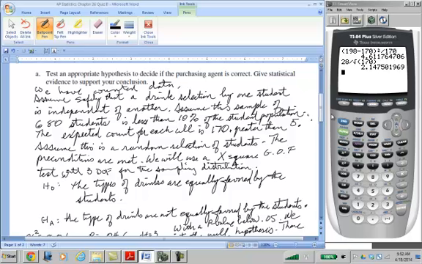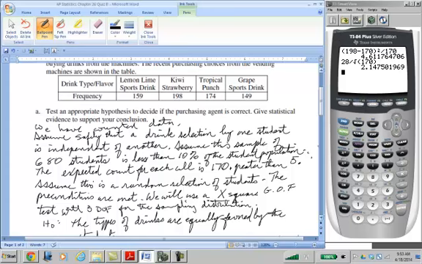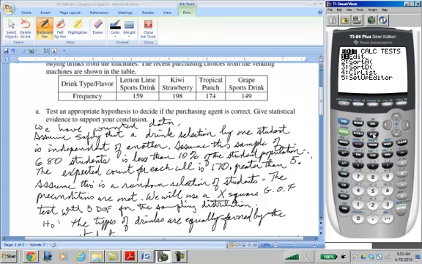Okay, so we'll go to Stat and Edit, and there are the numbers 159, 198, 174, and 149 in L1. And L2 is simply 680 divided by 4, which is 170 for each. So if you add up L1, you get 680. If you add up L2, you get 680. All right, so then we're going to go to Stat and Tests, and we'll do the chi-square goodness of fit test.